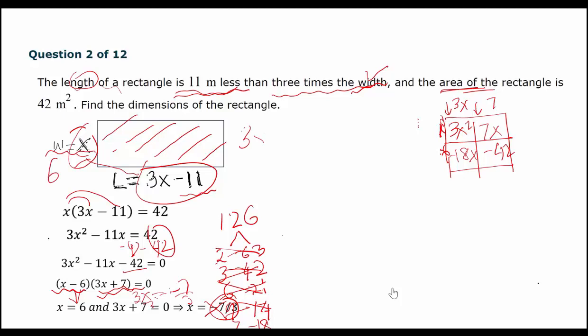So width is 6. Now we can find the length, because length was 3x minus 11. And the x value we got is 6. So 3x is 18, minus 11 is 7. So the length will be 7. So width is 6, length is 7. That will be the answer for this question.